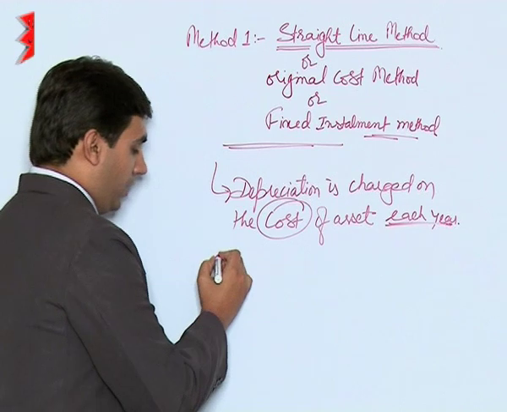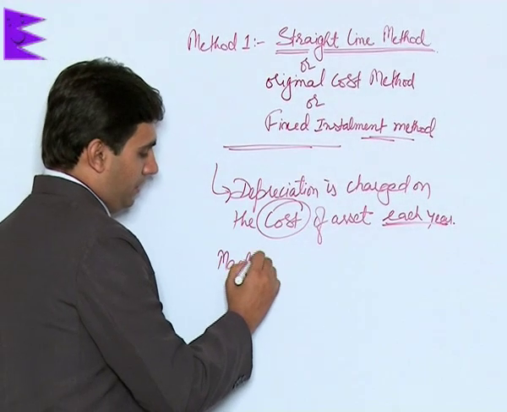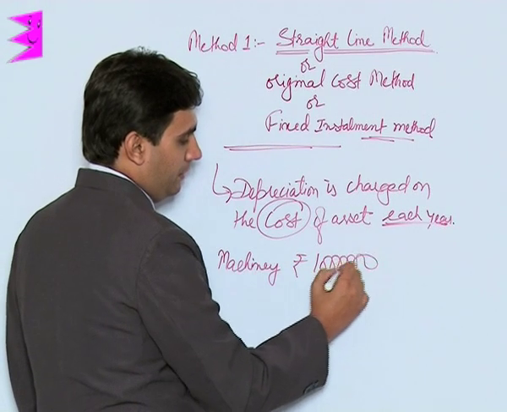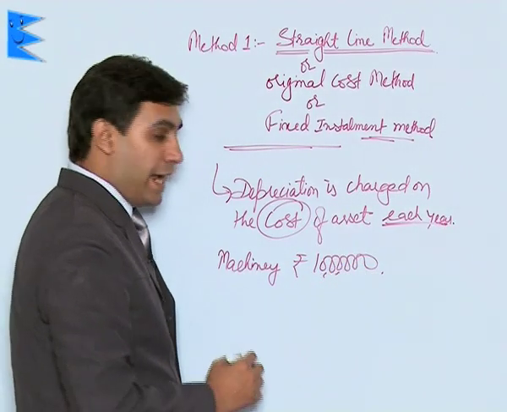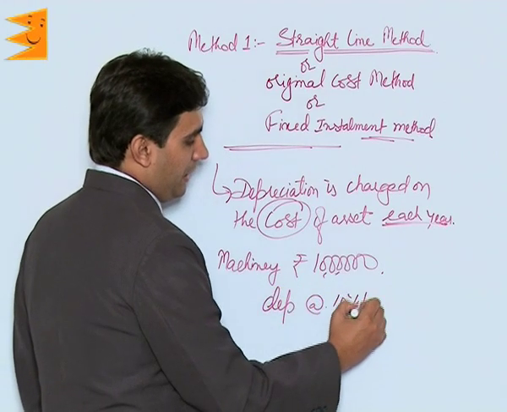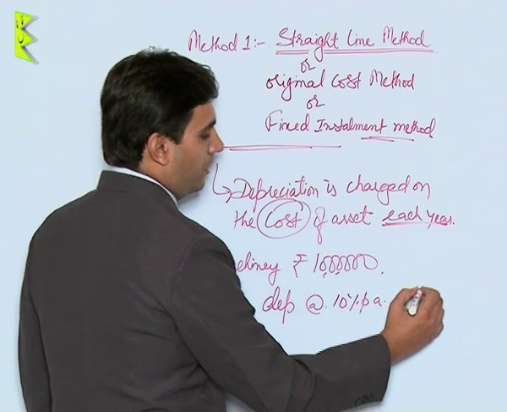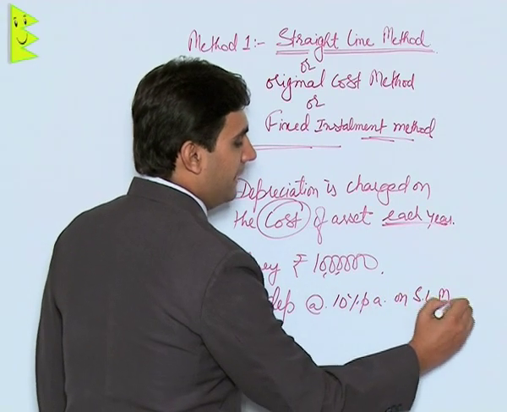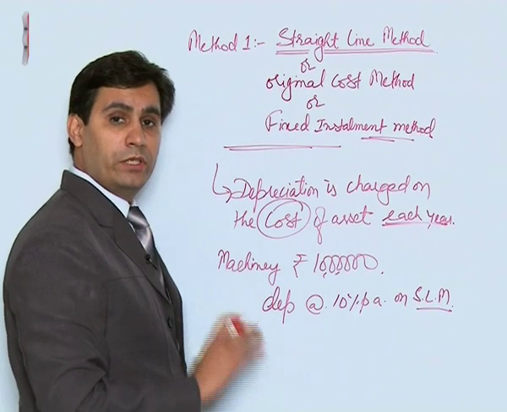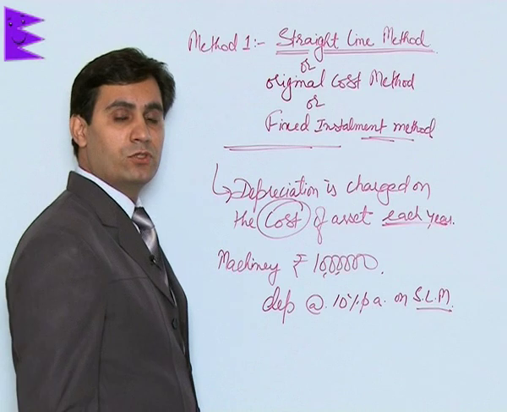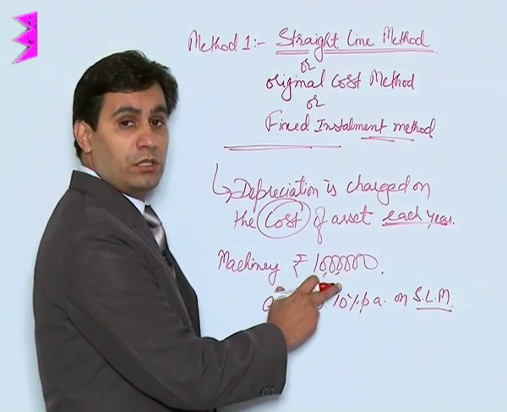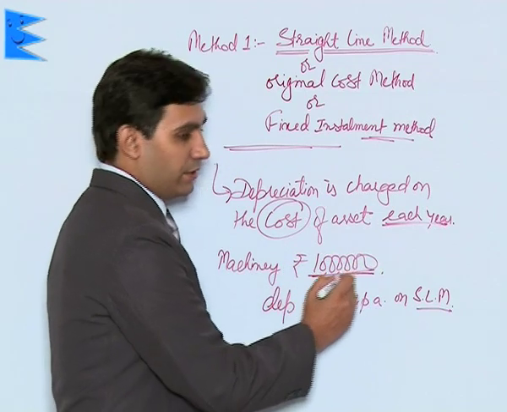Let us say we purchased a machinery for rupees 10 lakhs and depreciation is to be charged at 10% per annum on straight line method. I am writing SLM in short. So that means if the asset has been used for the whole year, now there is an assumption that the asset has been used for the whole year, then every year 10% would be charged on the cost, which in this case is rupees 10 lakh.